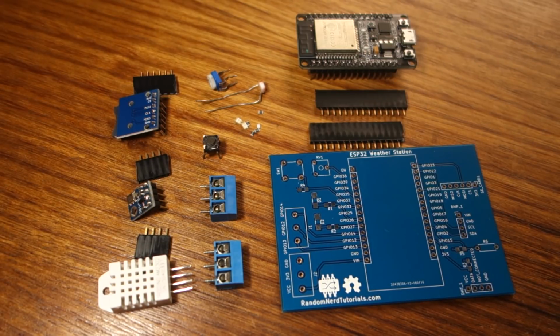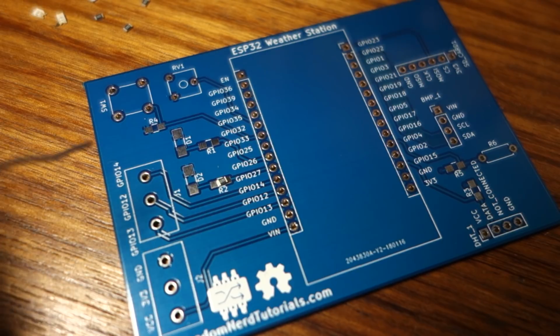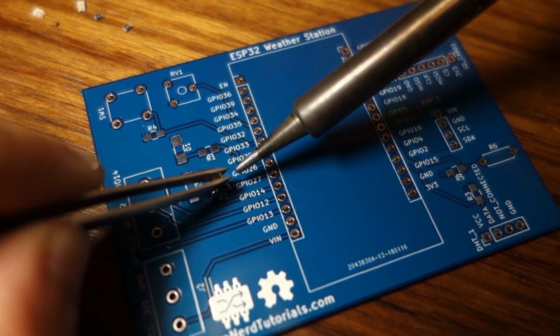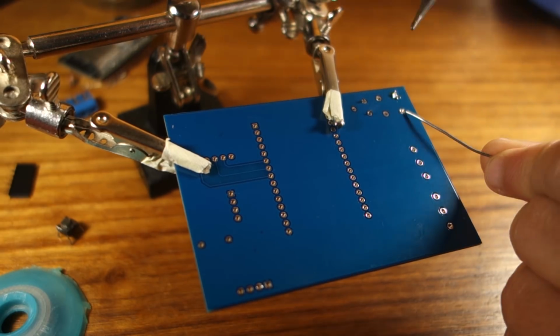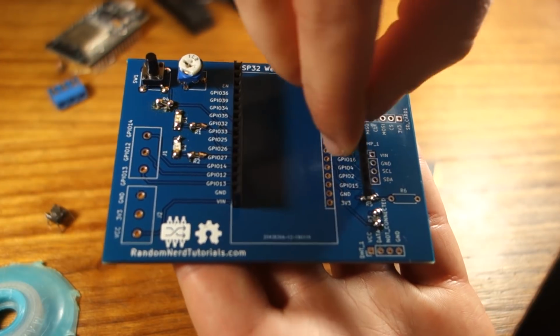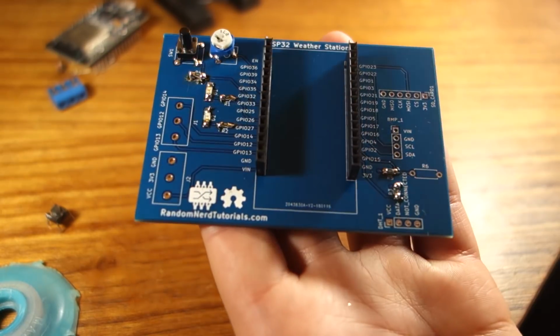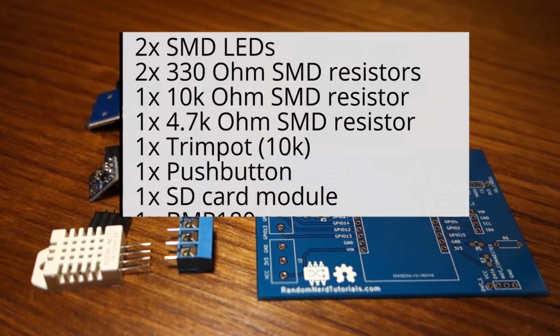The next step was soldering the components to the PCB. I used SMD LEDs and SMD resistors. I know it's a bit difficult to solder SMD components, but they can save you a lot of space on the PCB. I've also soldered the other pins to attach the ESP32 and the other sensors. This way I can easily replace the sensors if needed. Here's a list of all the components you need to assemble the PCB.